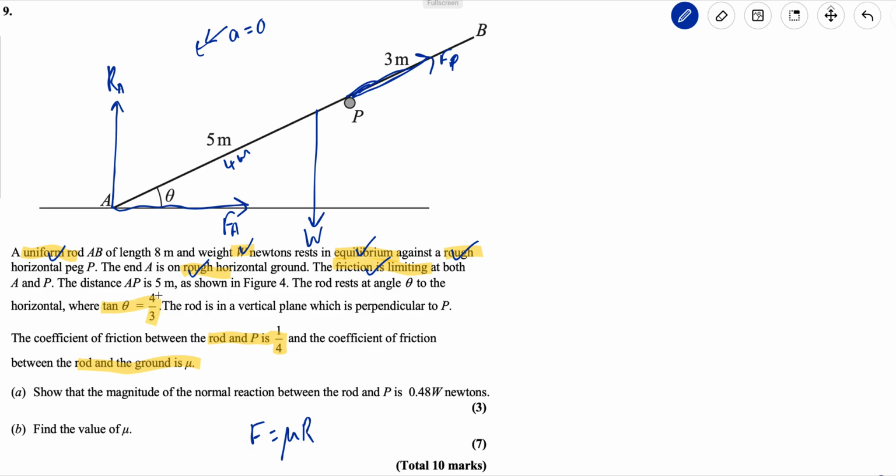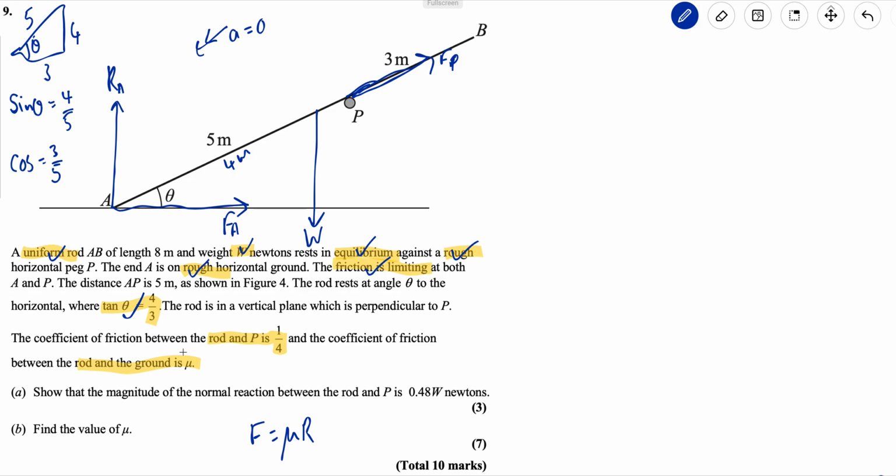Tan theta is equal to 4/3, so when we resolve some of these diagonal forces into components, we're going to need sine and cos of theta. So just by drawing a triangle with theta here, tan theta is opposite 4 over adjacent 3, and so the hypotenuse is 5. So sine of theta is equal to 4/5, and cos of theta is equal to 3/5.